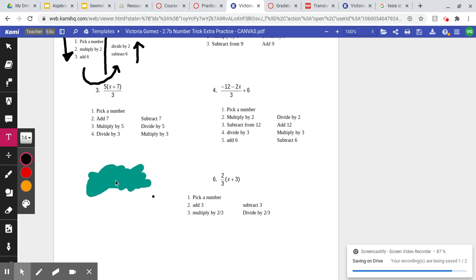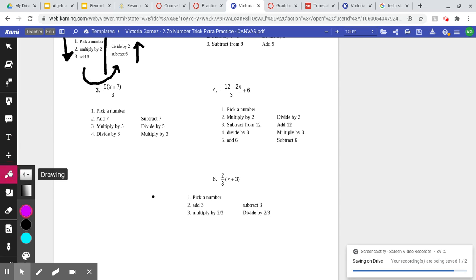In the other column, I'm just going to do the opposite, right? So instead of divide by 3, we have multiply by 3. Instead of multiply by 5, I have divide by 5. And instead of add 7, I have subtract 7. And just to show you how cool this is, let's just say that I did pick a number for x. I picked the number 1. Okay, I'm just going to go in there and pick it.